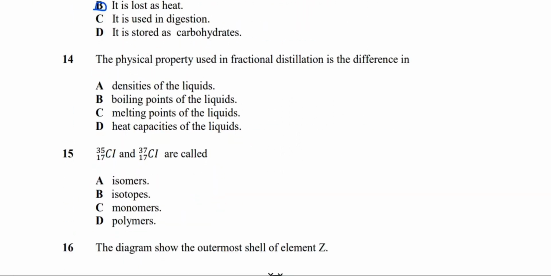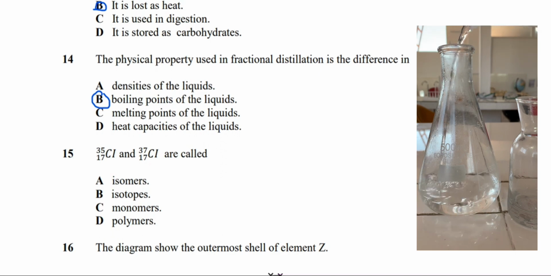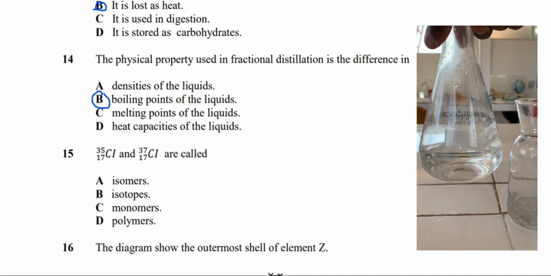Question 14. The physical property used in fractional distillation is the difference in boiling points of the liquids. So you have two liquids which can mix, but they've got different boiling points. For example, ethanol and water. Water boils at 100 degrees Celsius, while ethanol boils at 78 degrees Celsius. Although they are miscible, they are also separable.